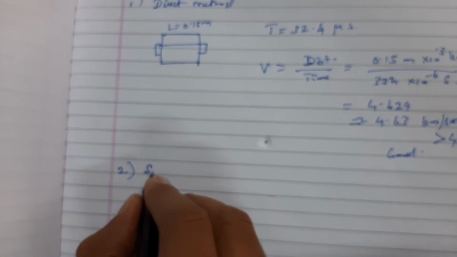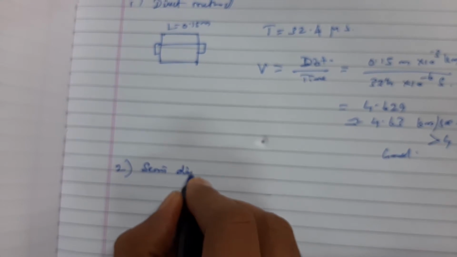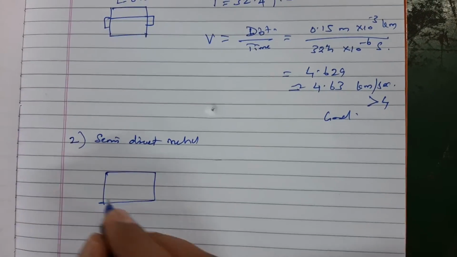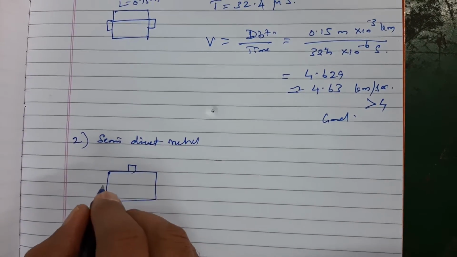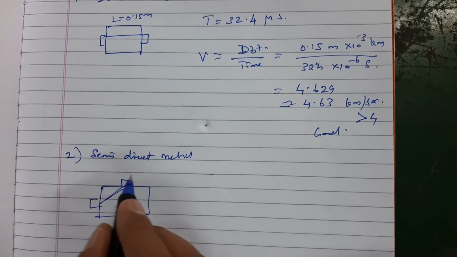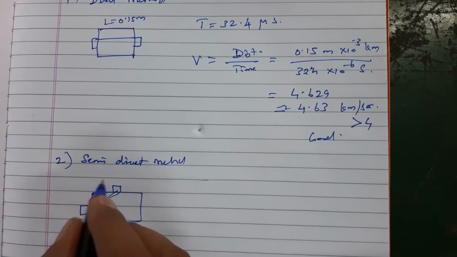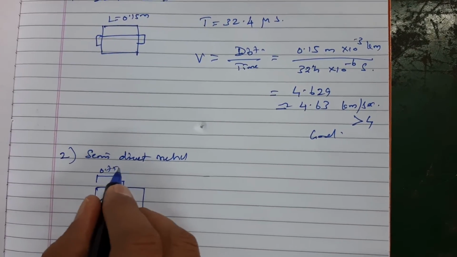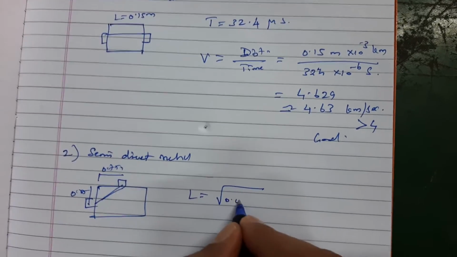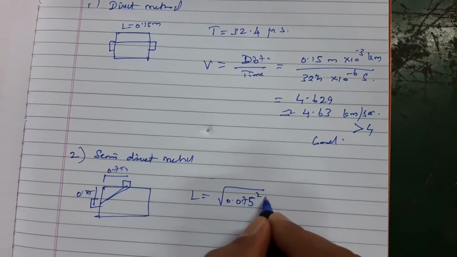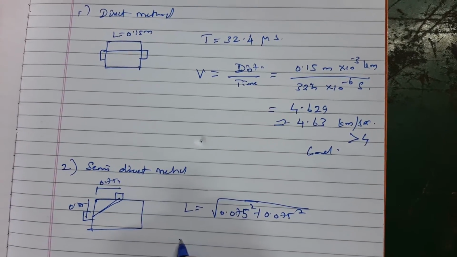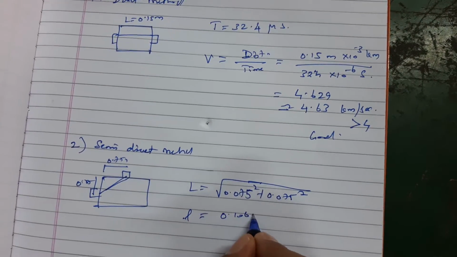Next we'll discuss the semi-direct method. In the semi-direct method, the transducers are kept here and here. The distance here is 0.075 meter and here it is 0.075 meter. So the length is the square root of 0.075 squared plus 0.075 squared. You will get the length L equal to 0.106 meter.